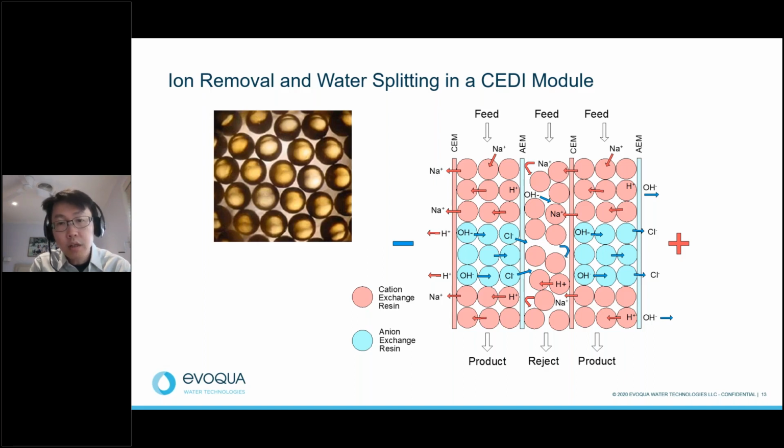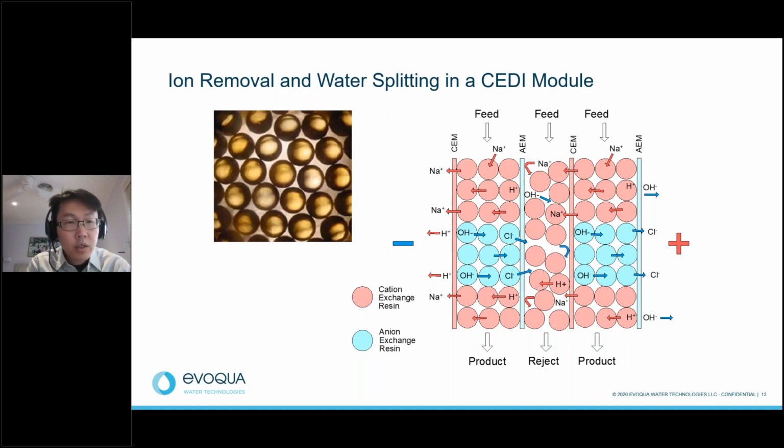So if you see the diagram, all of the H2O is going to split up into H plus and OH minus. So it's going to regenerate all of the resins at the same time. So it's consistent performance. So if the feed is about 5 microsiemens, that is from the 2-pass RO, on the reject side, it would be typically about 10 times the concentration.